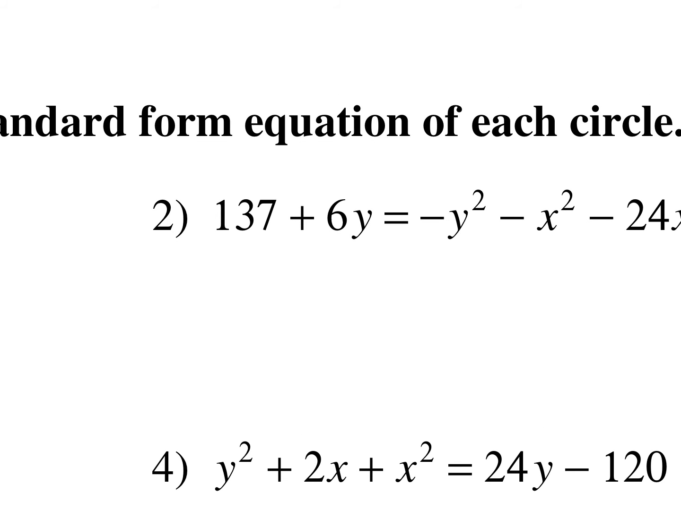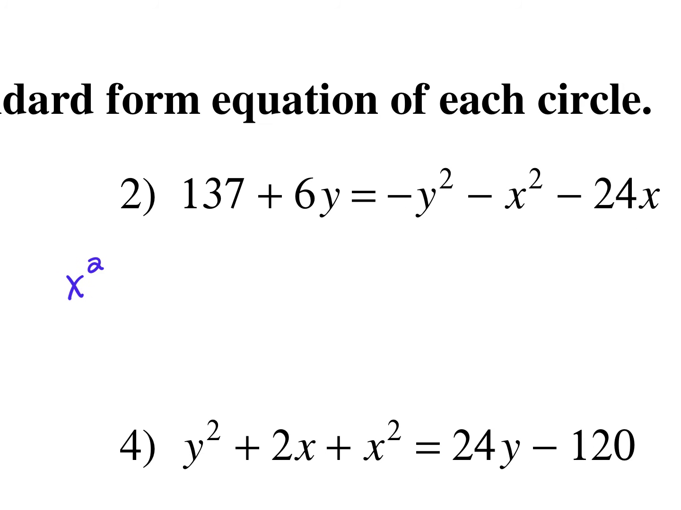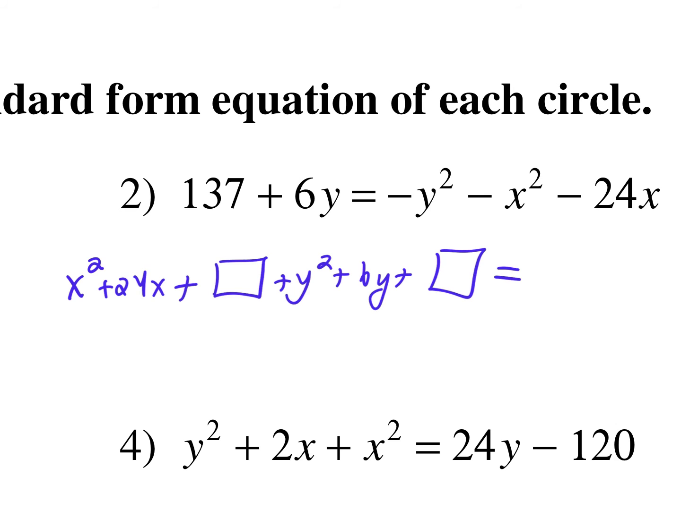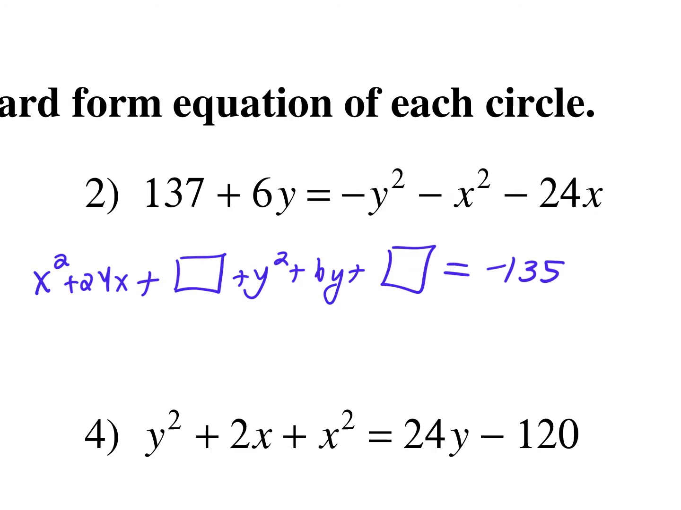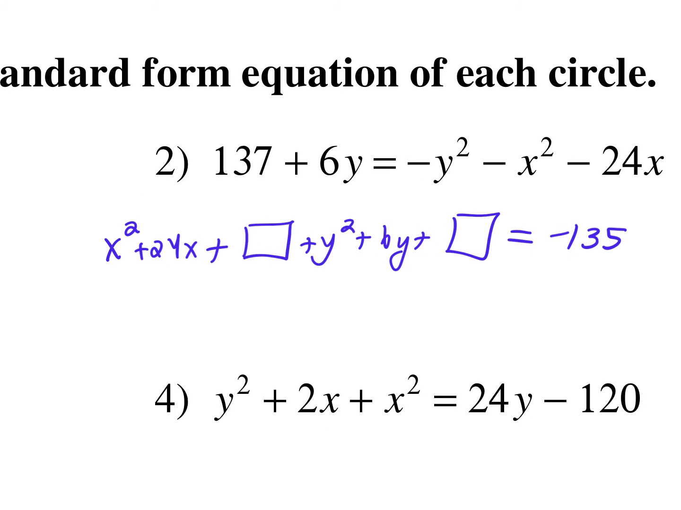To the other side. Good. If I move x squared and y squared over, I get x squared. I'm also going to move the 24, so I have plus 24x plus, I know I'm going to have to complete the square, so I'm going to leave a spot. And then I have y squared plus 6y plus the square equals. I'm going to move 137 to the other side. It's going to become negative. You guys agree?